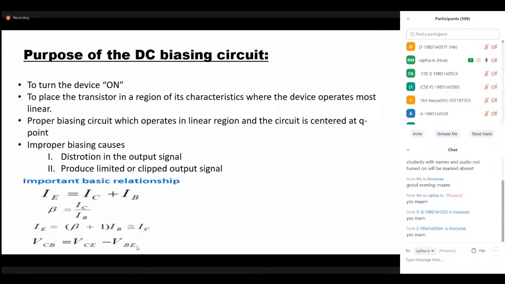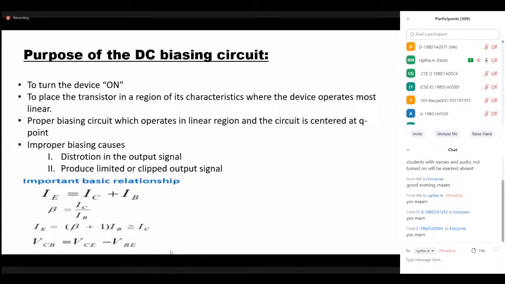So these are the 2 points. If we don't have proper biasing, we can experience distortion in the output signal, and the output signal is limited or some part of the output signal might be clipped. Hence we lose signal strength. The total signal strength of the output may be lost if some part of the output is clipped or limited. Hence, we require a proper biasing circuit or a proper biasing method.